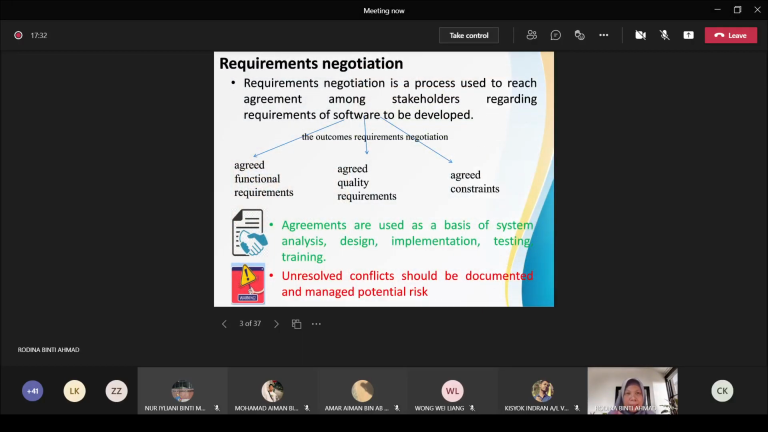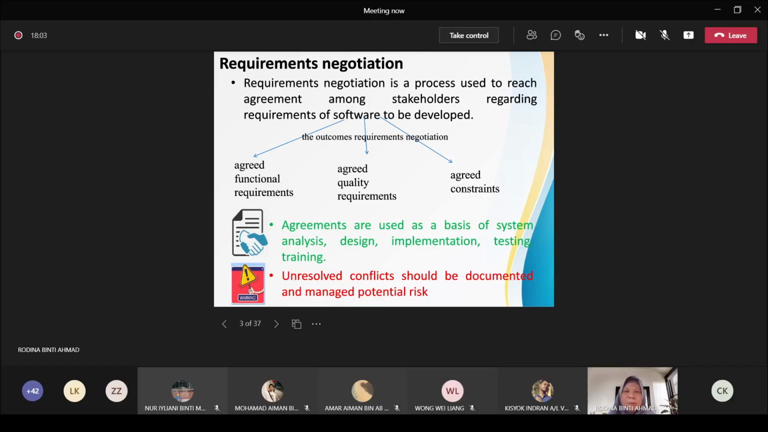So by saying that, what is requirements negotiation? In a simple definition, we can say that requirements negotiation is a process used to reach agreement among the stakeholders. We try to focus specifically on the requirements of the software to be developed, because our target in requirements engineering is to provide a good basis for software development. So you want to have the requirements which are agreed by the stakeholders.